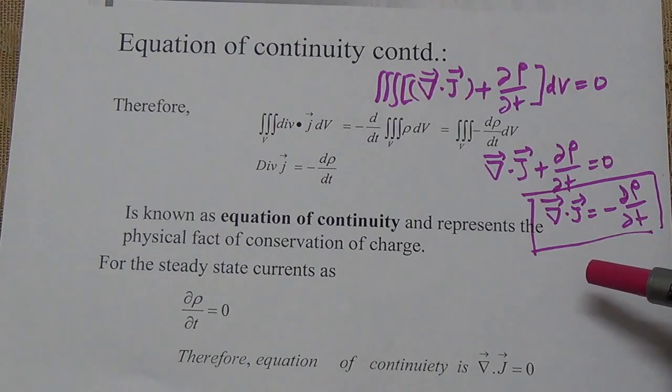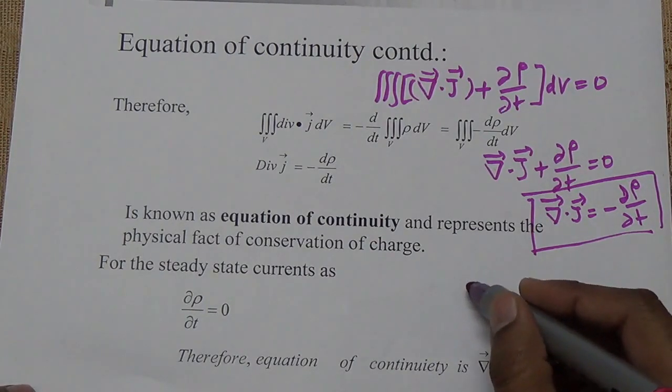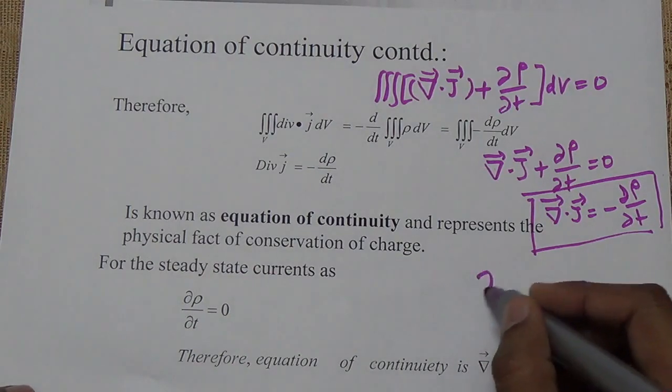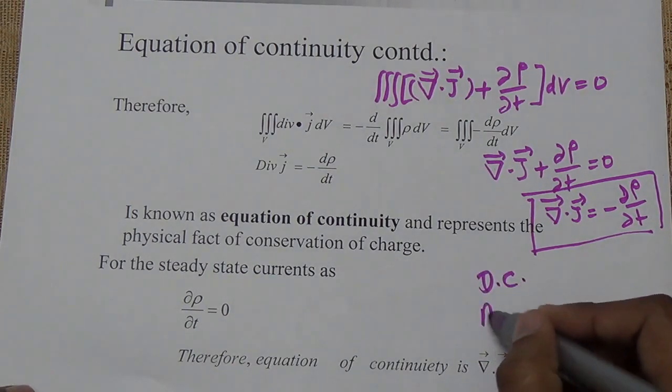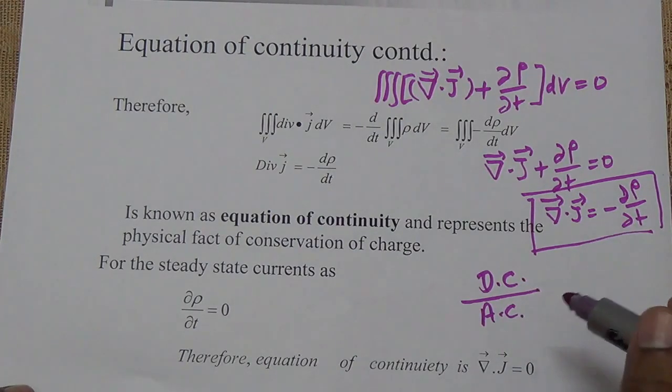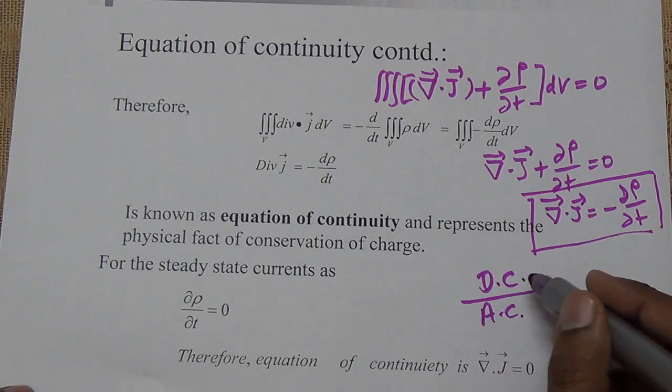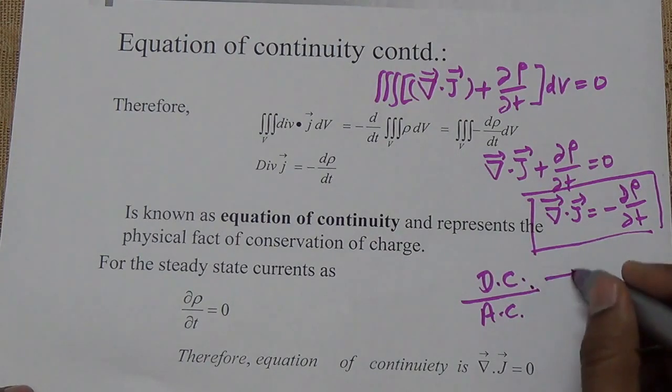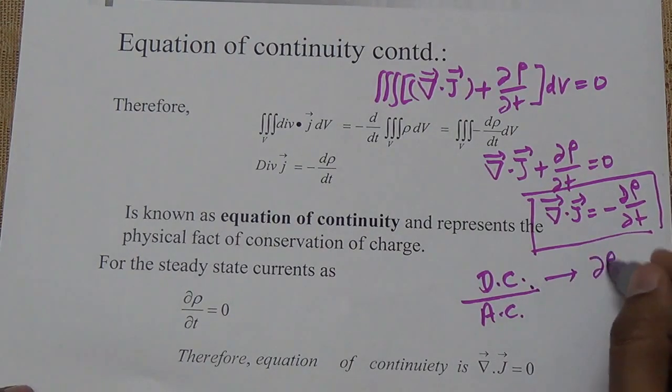But at this point we had not discussed what type of current we are using here. So if we include that idea in the derivation of the continuity equation, is it steady state current, direct current, or alternating current? If we use direct current, that is steady state current, then d rho upon dt will be equal to 0.